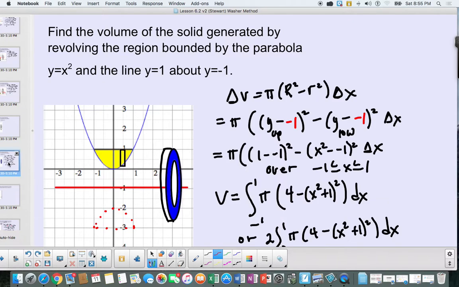And here's the answer. I take the y of the upper minus, so when I'm trying to find this large radius, it's the y of the upper minus this, which is -1. And then when I want to find the little radius, it'll be the y of the lower, which is the parabola, minus -1 quantity squared. I go ahead and put all those in, do some simplifying, and then I can get my integrand. And there are two ways to get it.